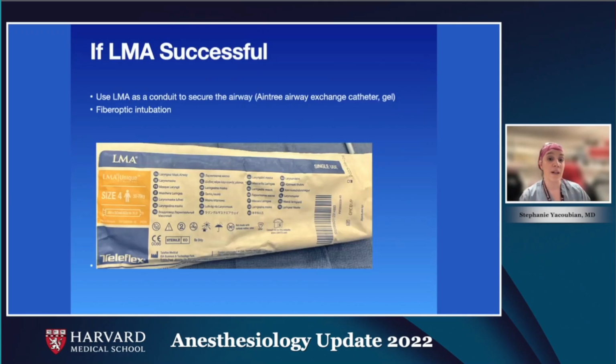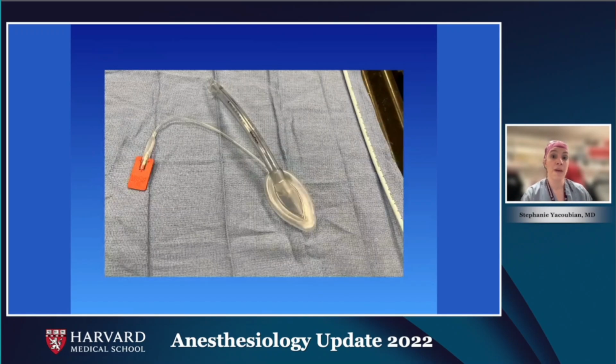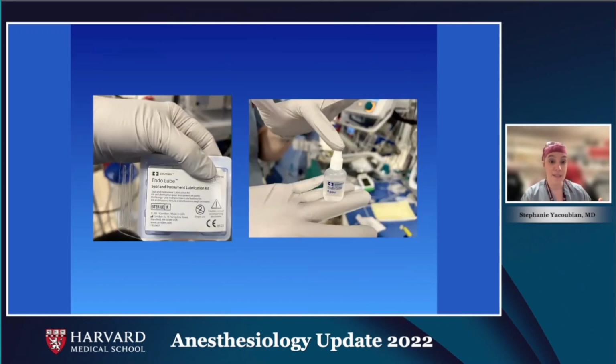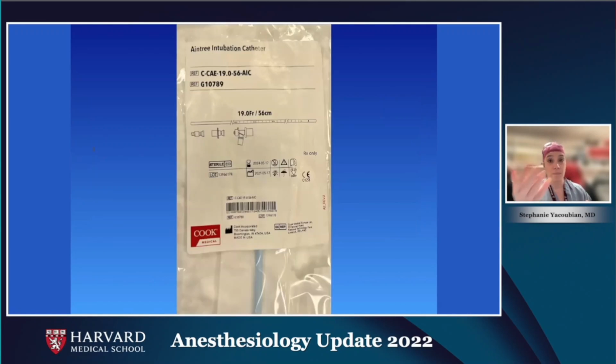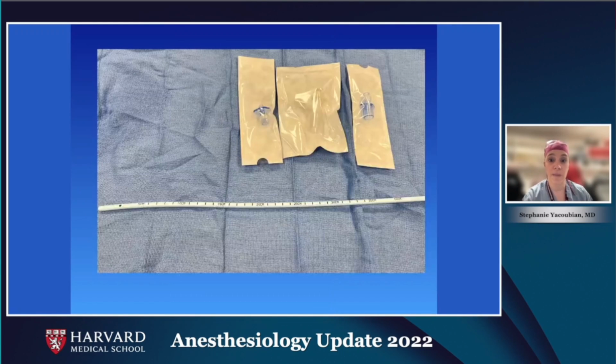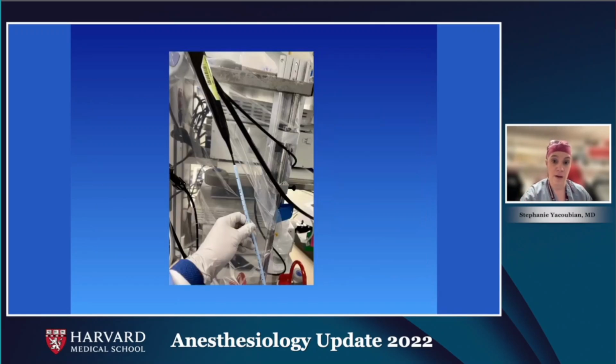Let's say you place your LMA and you are able to ventilate through the LMA. You can actually very easily intubate the patient through the LMA. First of all, make sure you have all of your gels and lubricants around, and you can get an Aintree device which will accommodate. So this is the Aintree, and these are the adapters that come with the Aintree, and we'll talk about those in a minute.